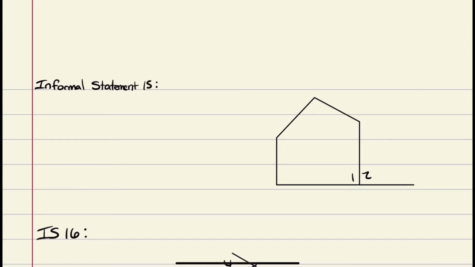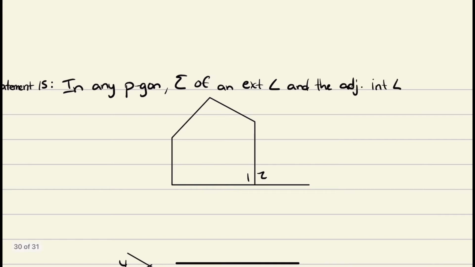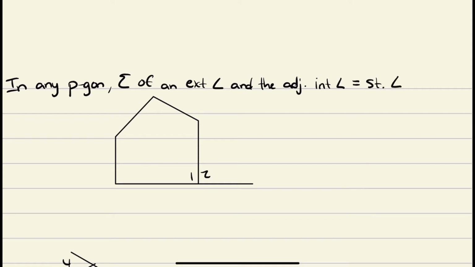Informal statement number 15 says, in any polygon, the sum of an exterior angle and the adjacent interior angle equals a straight angle. Again, this is super basic. If we have one exterior angle and we add it to the adjacent interior angle, it will equal a straight angle. It doesn't matter which pair of interior and exterior angle you choose. We've learned that the sum of the angles about a point on one side of a straight line equals a straight angle. So this is so basic, I'm not even going to waste any more time. Just keep that in mind, though.